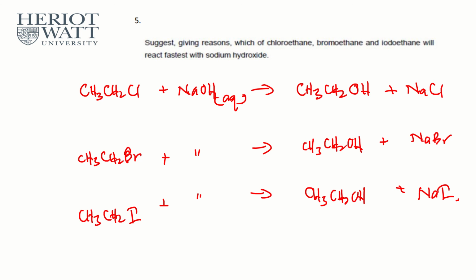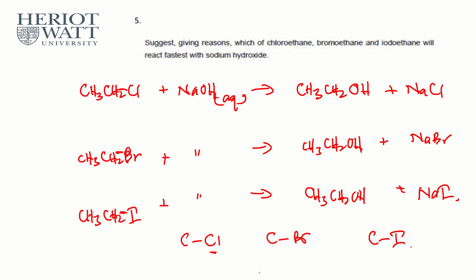Yes, it's a nucleophilic substitution. The OH is substituting the Cl, Br, and I. The main thing here is you must be able to break the bonds, right? You must be able to break the C-Cl bond, the C-Br bond, and the C-I bond. Now, which one is the strongest? Based on its atomic structure, the atomic radius, Cl is the smallest. So what I can say here is C-Cl is the closest to each other compared to C-Br, because Br is bigger, the outer shell is much further away.